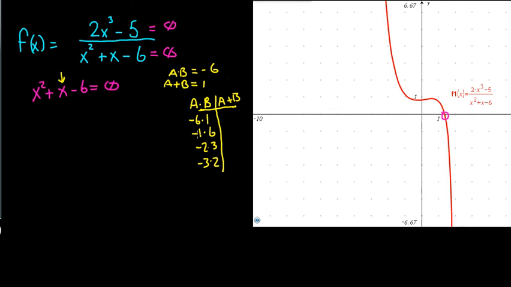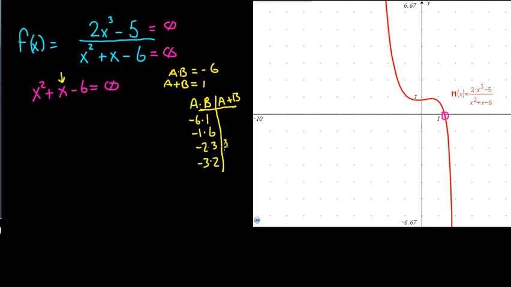And then you've got a -1 plus 6, which is going to give you a +5. And then you're like, that's not going to work because it's got to equal 1. So you've got this +3 and a -2. What do you know? That is going to give you 1.